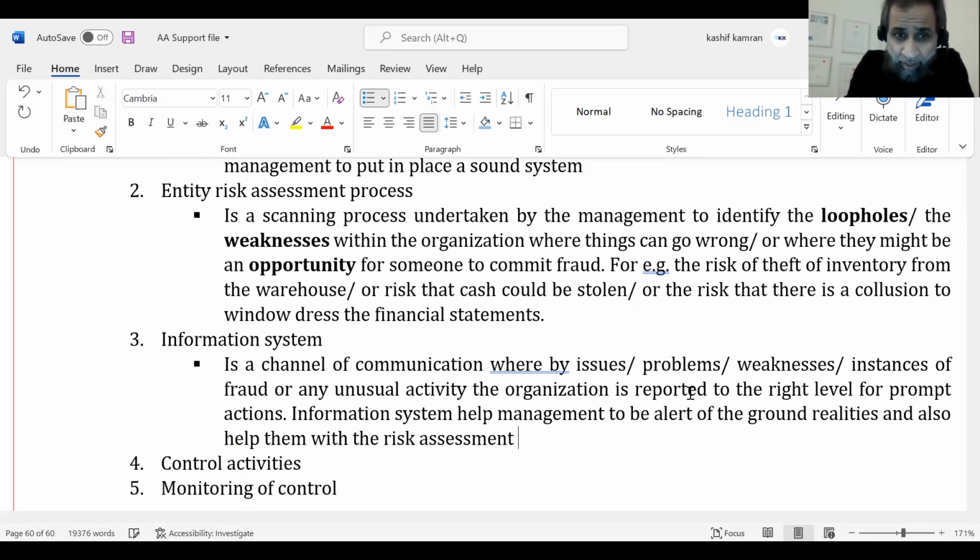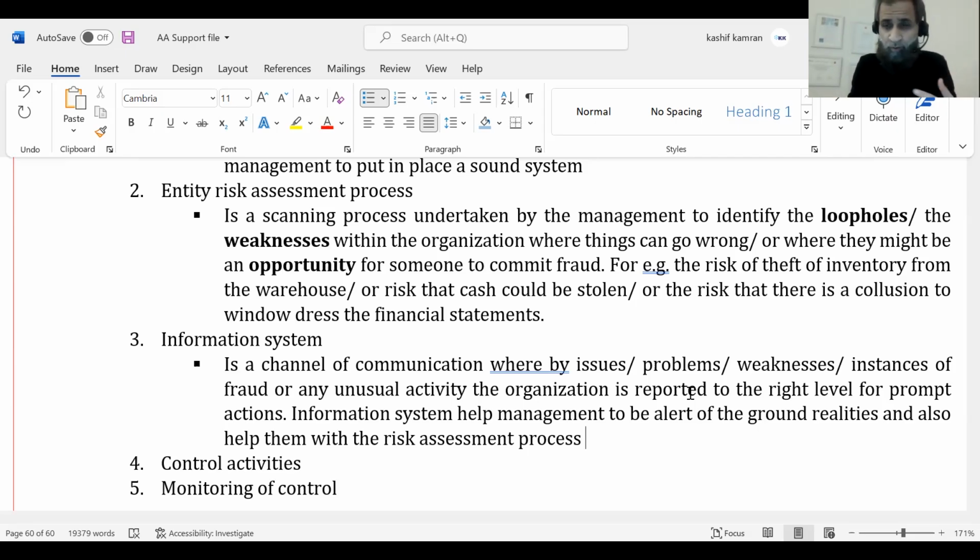The information system helps you with the risk assessment process, because for assessing risk, you need information, right? And the information will come from different people in the organization. Anyone can report a problem, right? So you need to understand the contribution of this information system. It's like a channel of communication. It could be a manual channel of communication. It could be an electronic channel of communication. But it is a channel of communication, right?